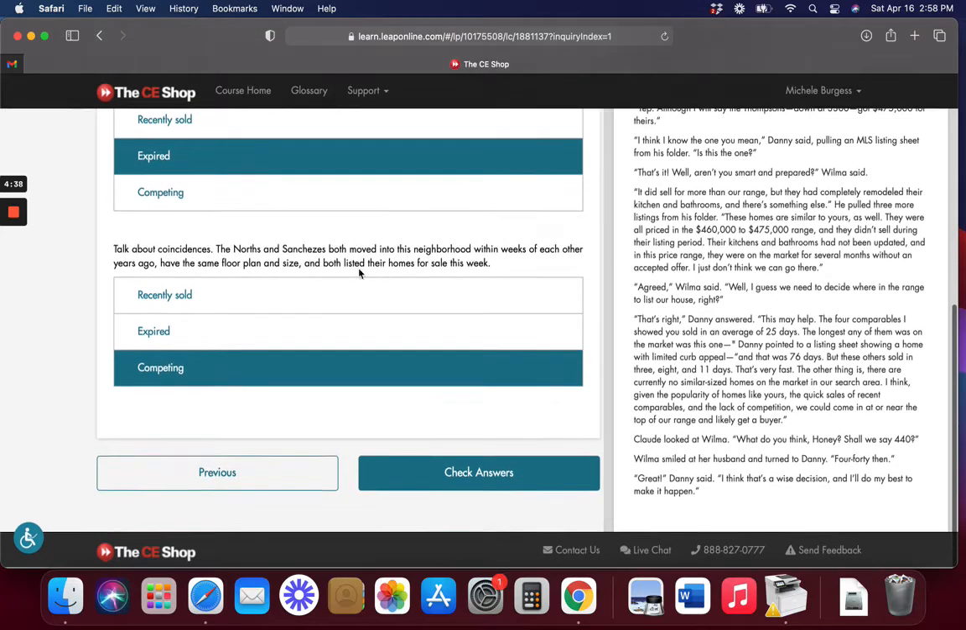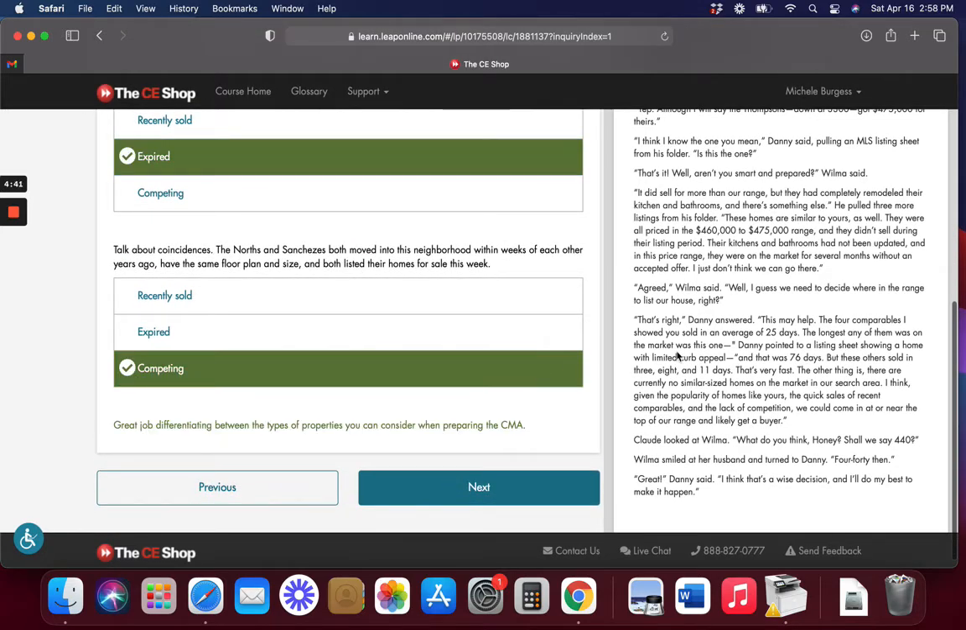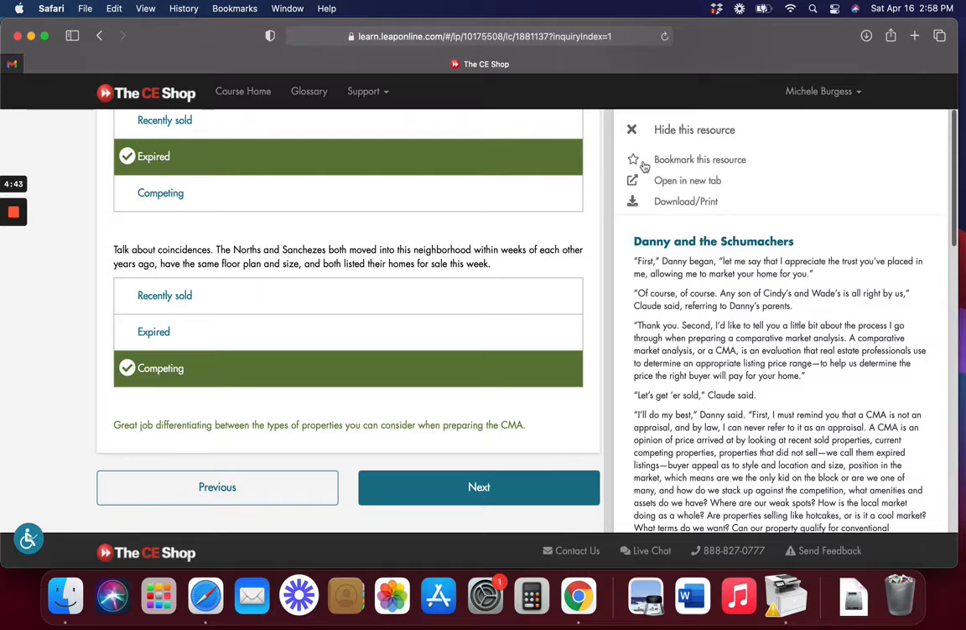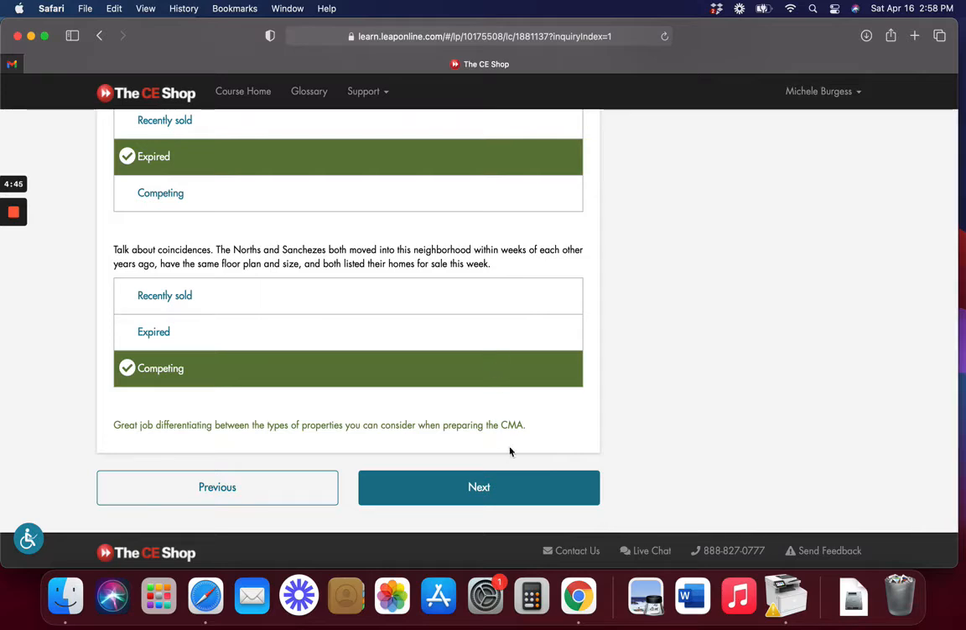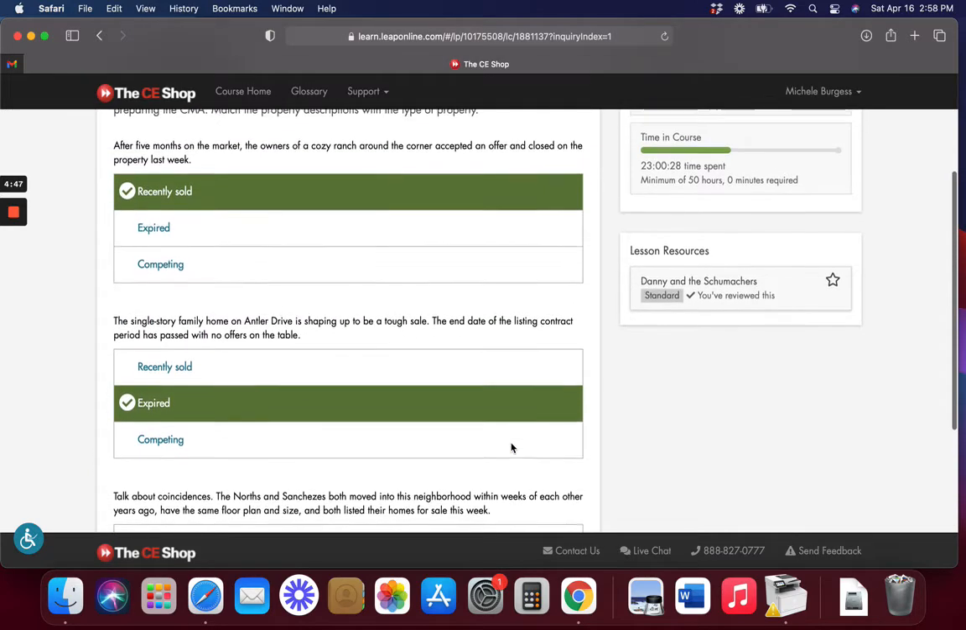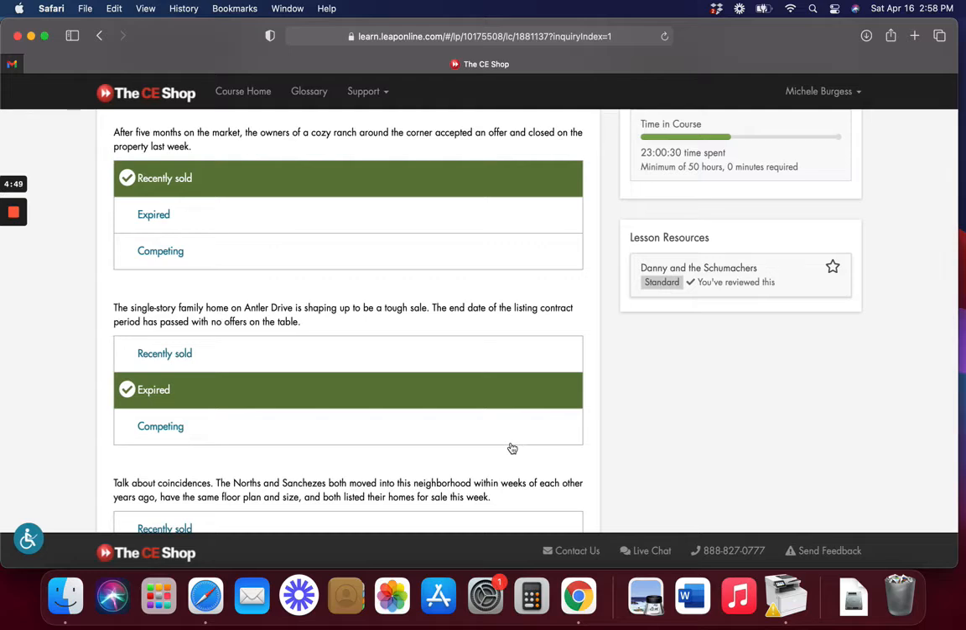Okay, so let's check our answers here. Okay, these were all correct, and we didn't have to read that ridiculous story. We'll just pick out what we need to pick out. All right, so after 5 months on the market, he's looking at things that have been on the market for 5 months. Right here, the date of the listing contract ended with no offers on the table. It expired. This is a contract that expired.